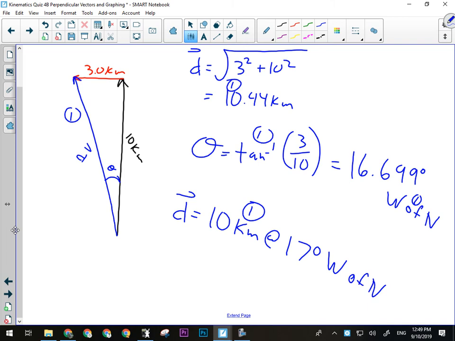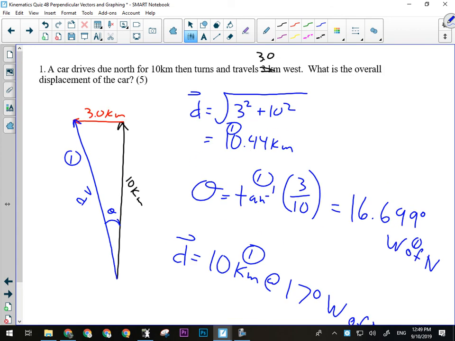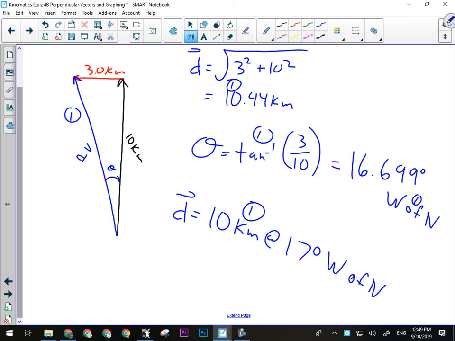Question, Easton: don't you have to use significant figures and do 10.4 kilometers at 16.7? How many significant figures do I have? 2. So my answer can have 2 significant figures. 10 kilometers has 2 significant figures because trailing zeros are significant. 17 degrees, 2 significant figures.